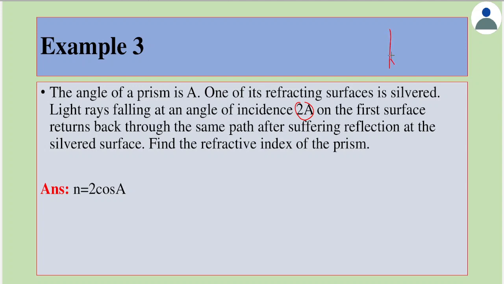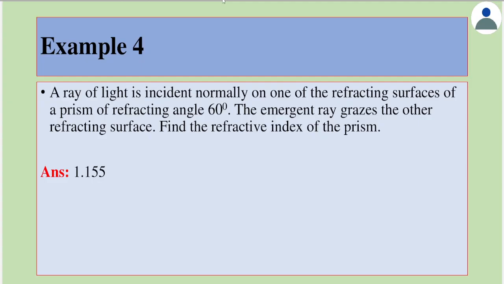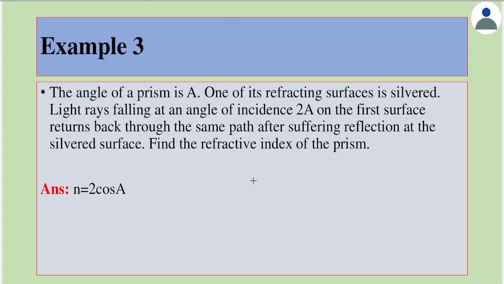We learned that in case of a mirror, whenever light falls normally on the mirror, the light would retrace its path. It would come out like this. So what is given here is that the light ray returns, which means the light ray falls normally on the second surface. So in this case, the question says find the refractive index of the prism.